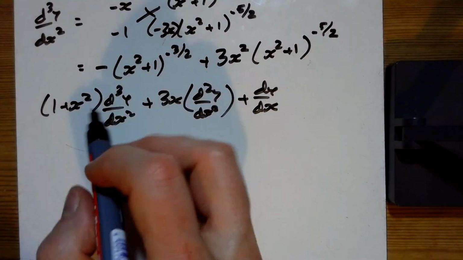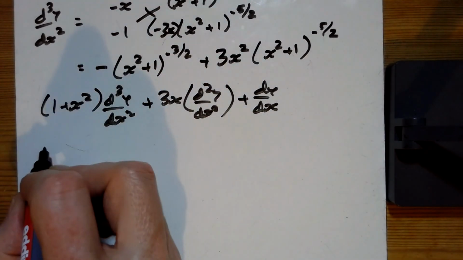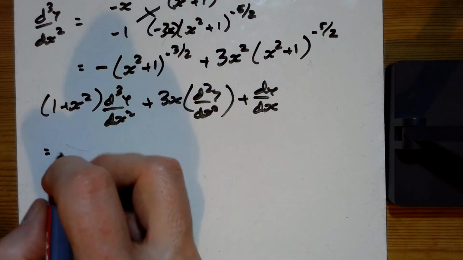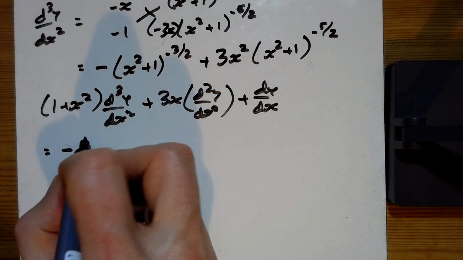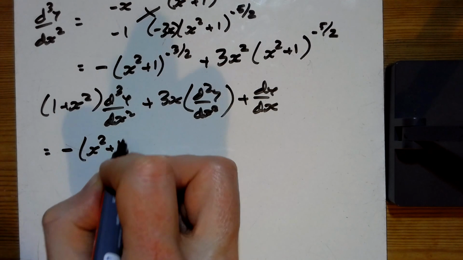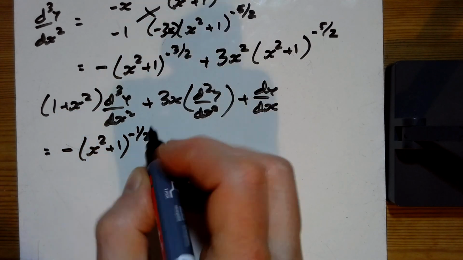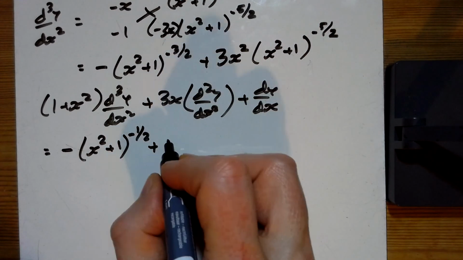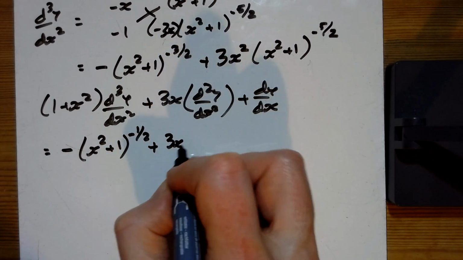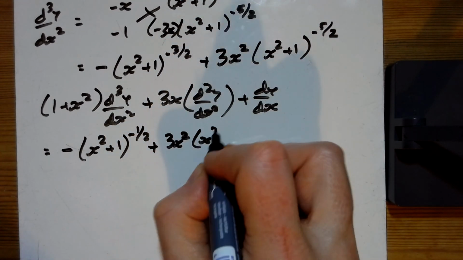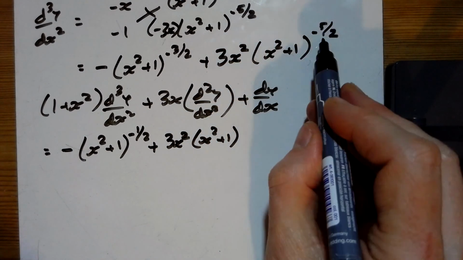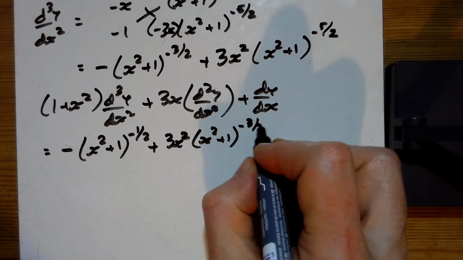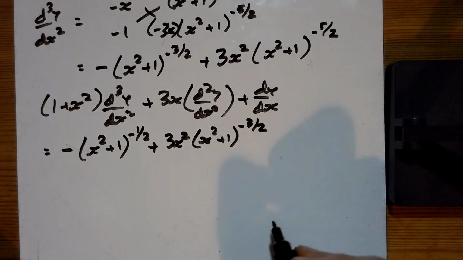Okay, so 1 plus x squared times by that, what's that going to be? So we've got a 1 plus x squared, so we're just losing one of them then, aren't we? So we've got minus x squared plus 1 to the minus half. That's from that bit there. Then from that bit there, we've got 3x squared, x squared plus 1 to the minus 5 over 2. We're getting one of them up, so that's minus 3 over 2. Okay, so there's that bit.